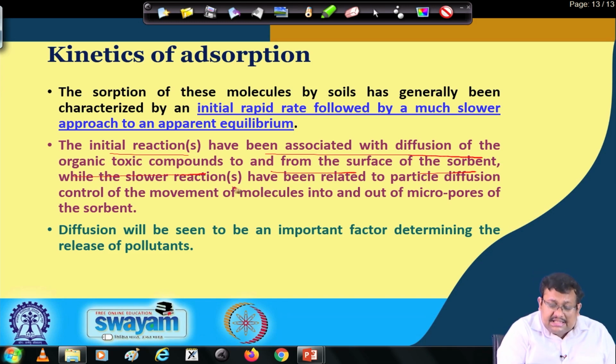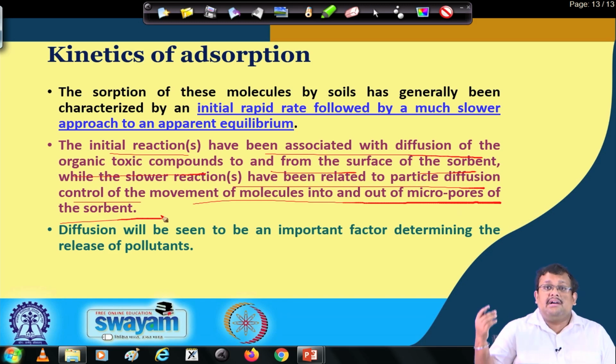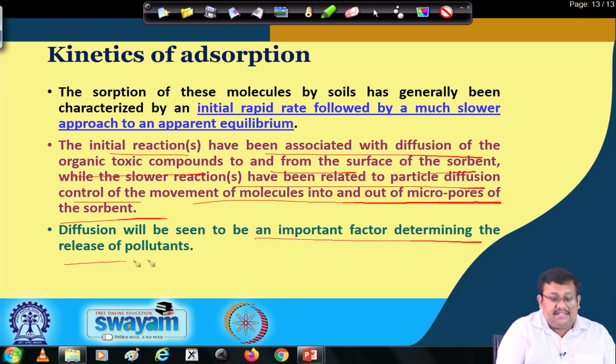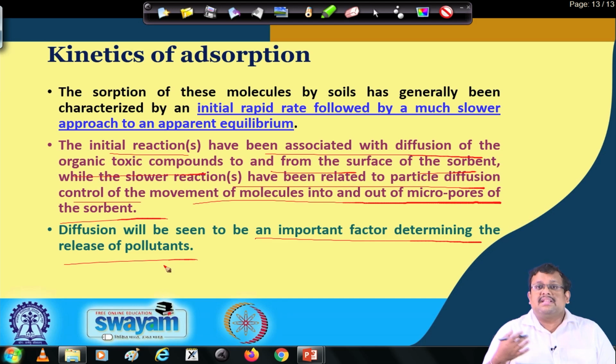Now, the slower reactions have been related to the particle diffusion control of the movement of the molecules in and out of the micropores of the sorbent. So, when the movement of the molecules in and out of the micropores of the sorbent is concerned, then it shows the slower rate. So, initially it is a fast rate, and then it becomes slower, and then it reaches equilibrium. Now, diffusion will be seen to be an important factor determining the release of the pollutants. Obviously, from this discussion it is very clear that diffusion is one of the major processes for desorption of the organic pollutants from the soil solid phase.